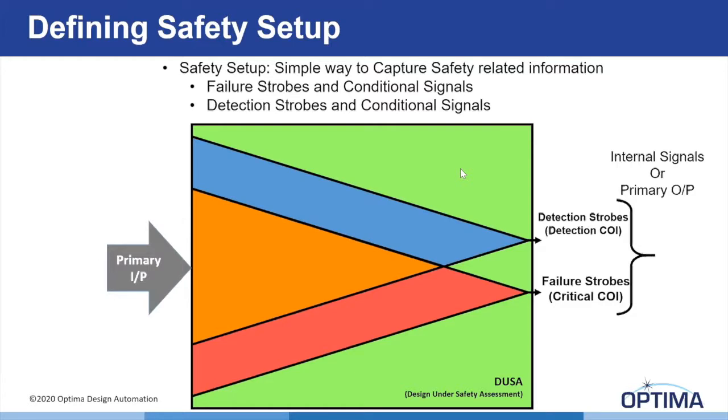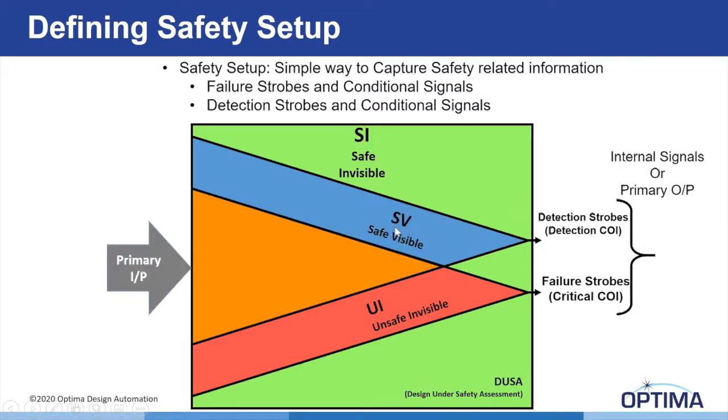So let's consider if a fault occurs in the complete DUSA area, what are the effects of these faults? A fault occurring in this red region ends up in the failure strobe. That means it is causing the DUSA to fail, right? So we call these faults unsafe because they end up at the failure strobe. And in the same way, it is not going to the detection strobe. It is only ending up at the failure strobe. So it is invisible. So we call it UI, which is unsafe invisible. Safe invisible means it is safe because it's not ending up at the failure strobe, and invisible because it's not ending up at the detection strobe either.